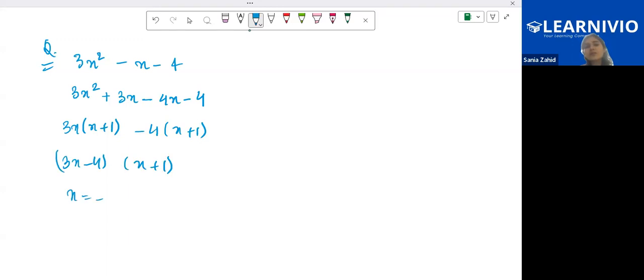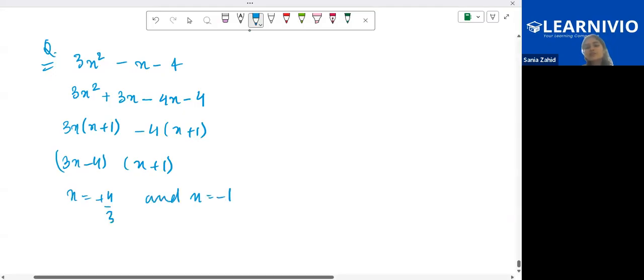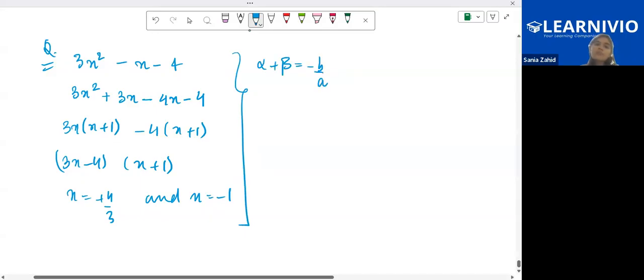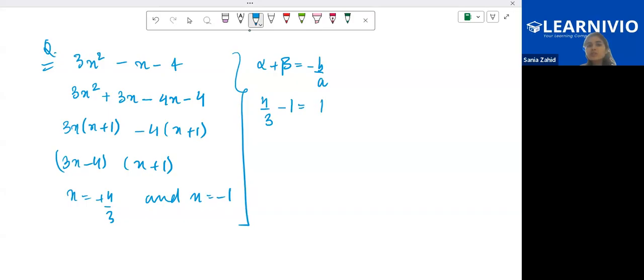Okay, so x is equals to plus 4 by 3 and here x is equals to negative 1. So alpha is 4 by 3 and beta is negative 1. Now again, alpha plus beta should be equal to negative b by a. So alpha plus beta is 4 by 3 minus 1 should be equal to negative b by a. That means 1 by 3. So if you make this as 3 by 3, 4 minus 3 will be 1 only. So 1 by 3 is equals to 1 by 3. This is verified.